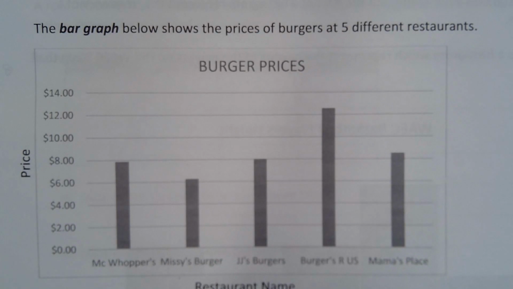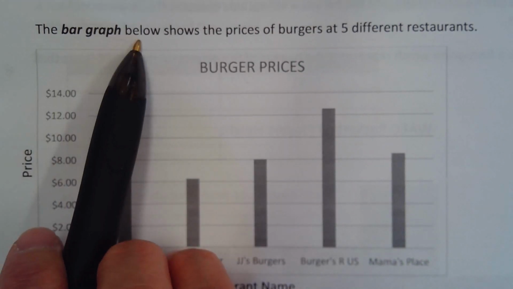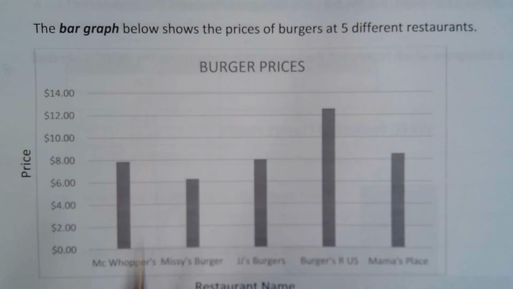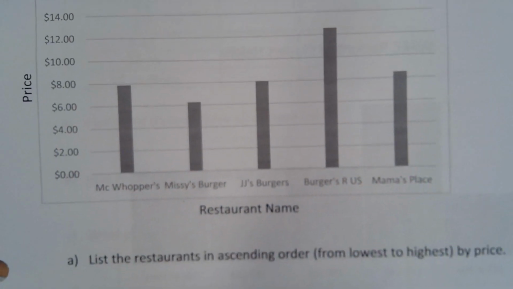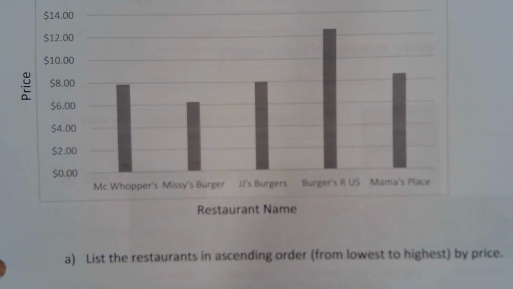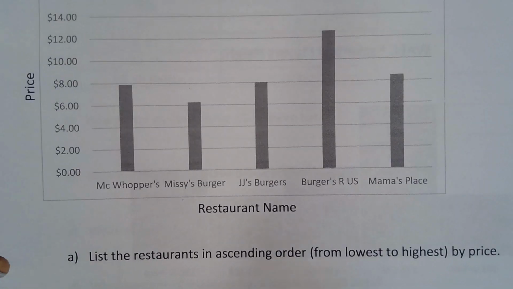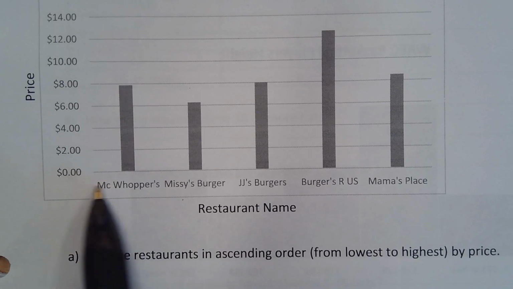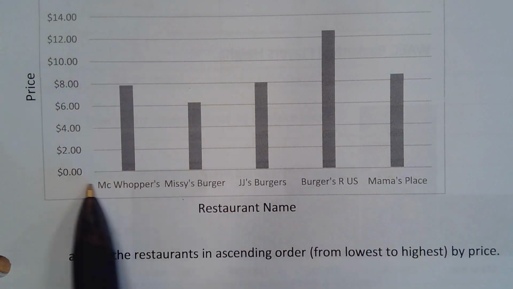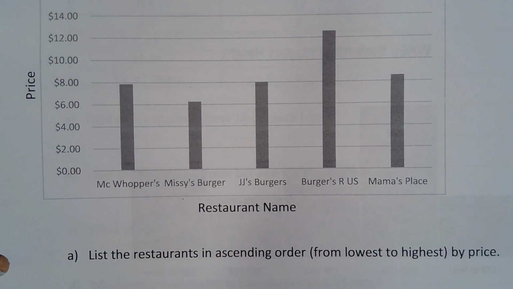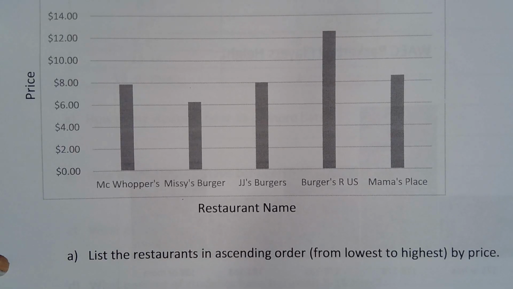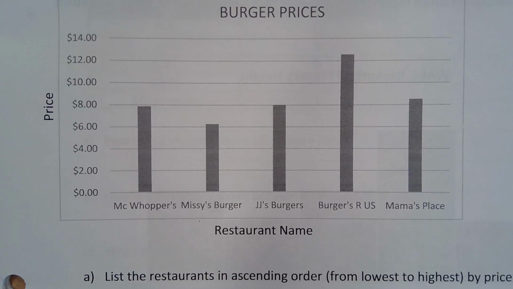So bar graph. The bar graph below shows the prices of burgers at 5 different restaurants. So I'm going to ask you this. What's on the horizontal axis? Okay, restaurants, right? Horizontal is the flat. This flat here. These are the restaurant names. Now, what's on the vertical axis? The prices. Can you write that in there? Yeah, I could write it down.